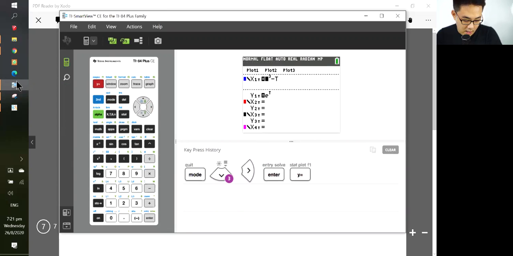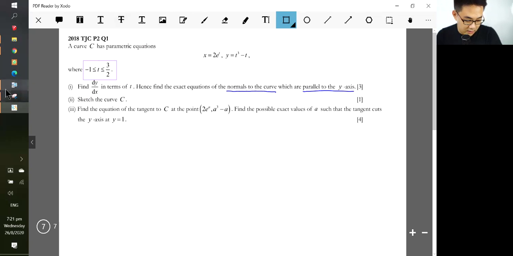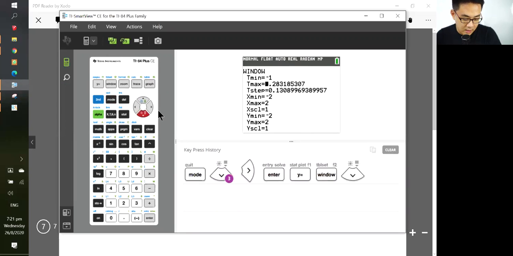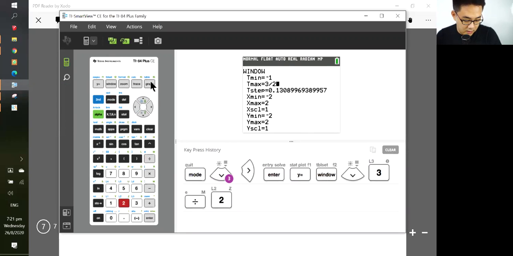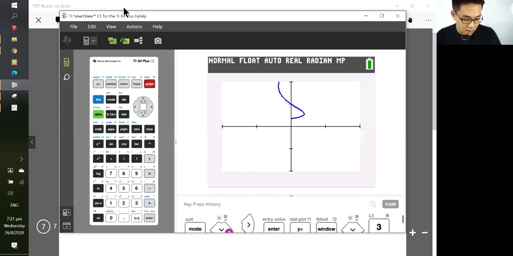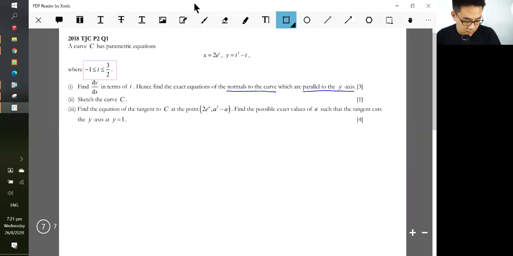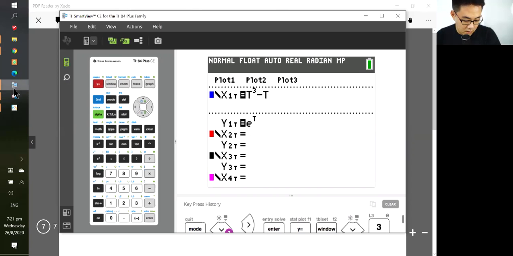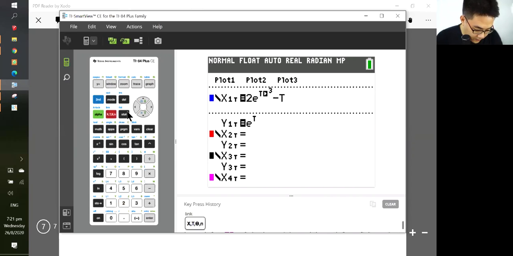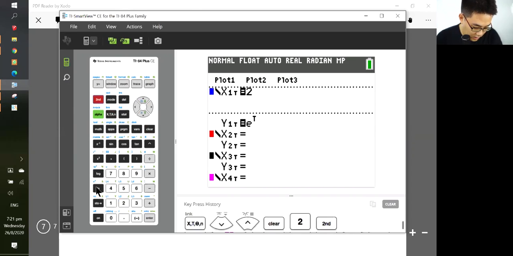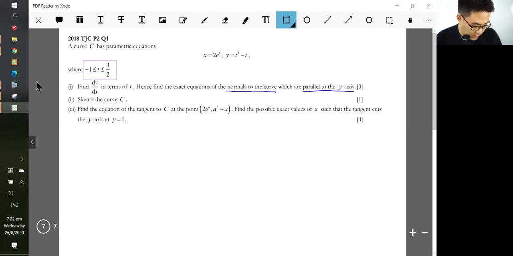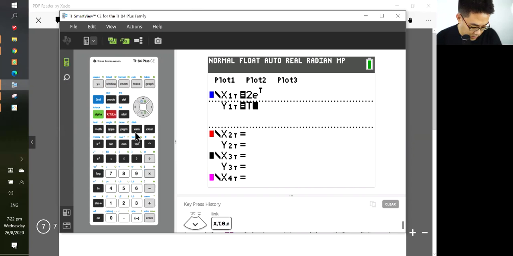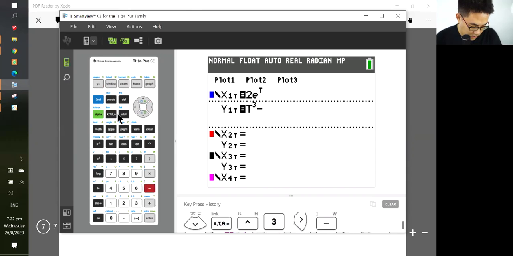Hey, this is the same one. Means I never used my GC ever since. Okay, good. So window T min is -1, T max is 3/2. Then just graph it. Oh, how come it is so weird? Let me check. Correct. Oh, I did use it, so it's different. How come it looks so different? This is 2e^t, and this will be t cubed minus t. Then you just graph it.